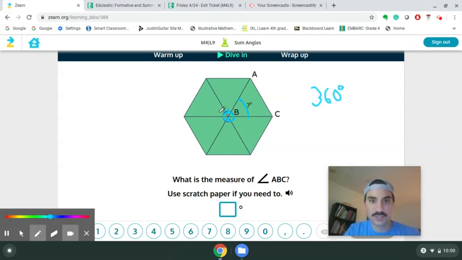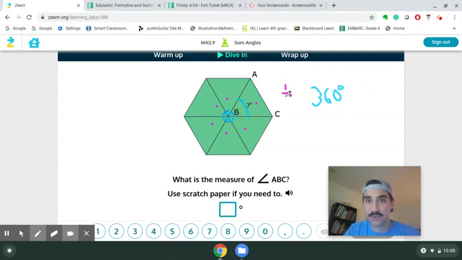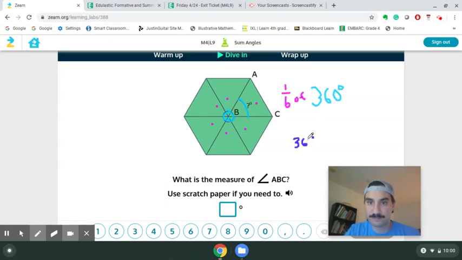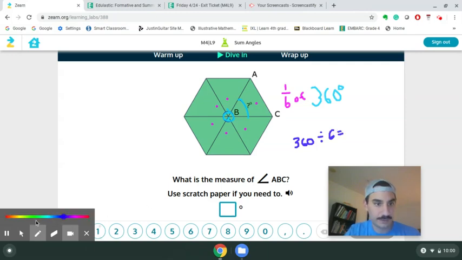Well, how many triangles do we have here? It looks like it's a hexagon. So 1, 2, 3, 4, 5, 6. So I need 1/6 of 360. So remember, when we have a fraction of a set or a whole number, it's like a division problem. So I'm doing 360 divided by 6. You could do long division. I'm not going to. I'm going to do quick division.